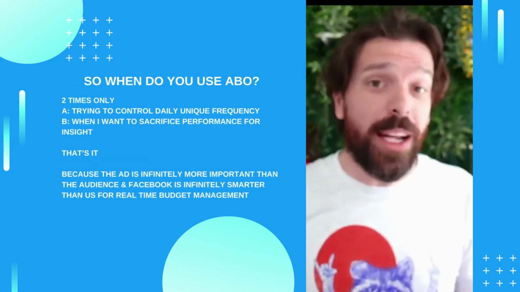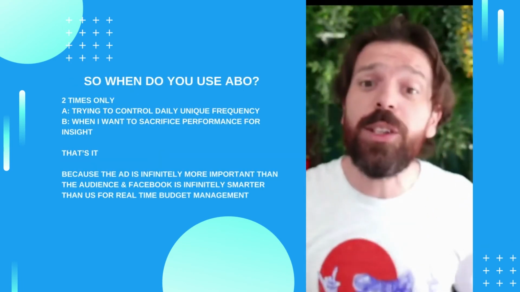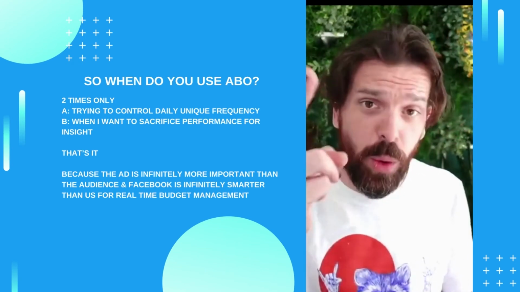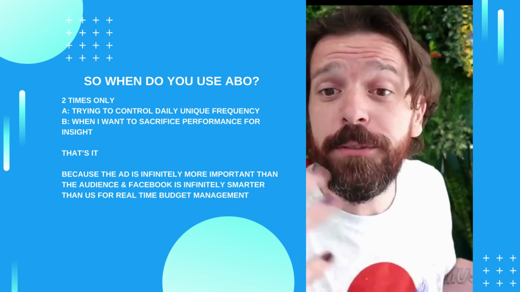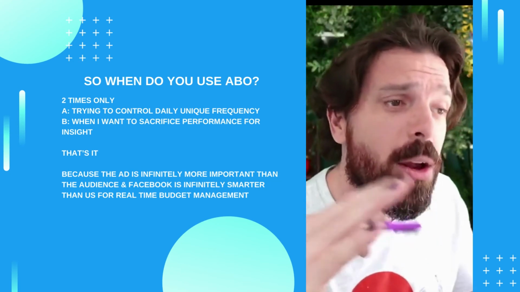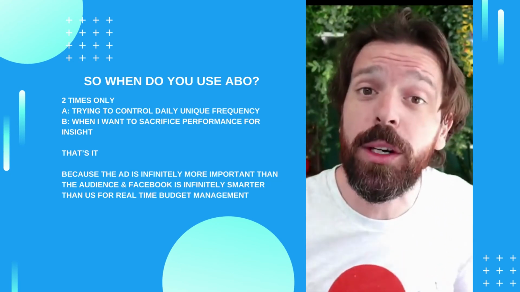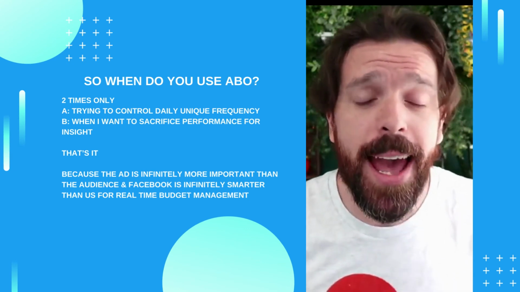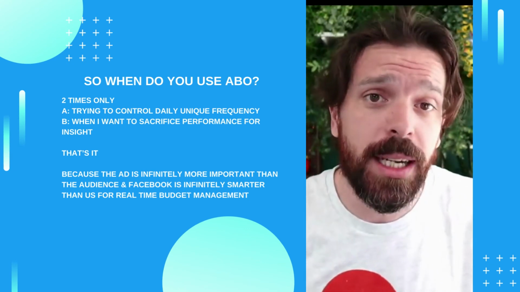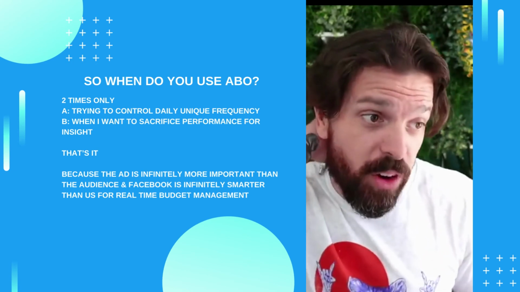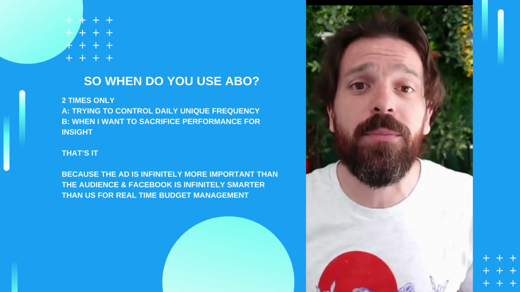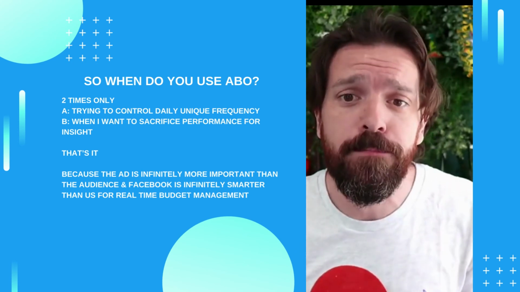So when do we actually want to ever use ABO? Well, there are some really good times, really two of them. Hey, if I'm trying to control daily frequency, now we're having a conversation. And why would I want to do that? Maybe I have a DPA ad, or I have some sort of rebuttal upsell, and I want to make sure that I'm saturating some sort of a target audience a certain volume of times to really get an outcome that I can control and is desirable for me.